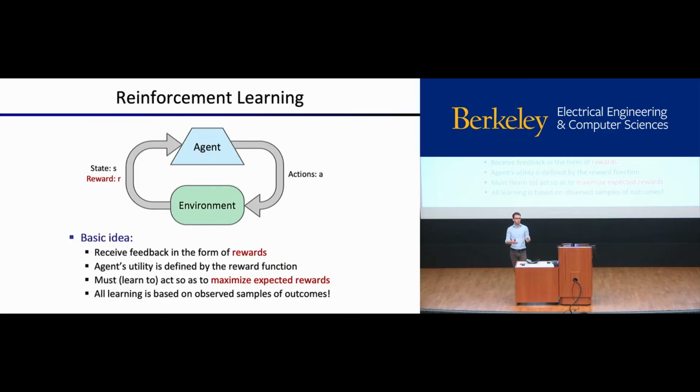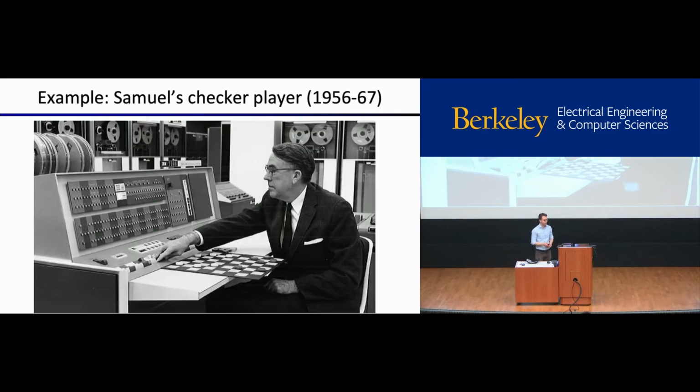Nobody's telling us here's what the transition function is, here's what the reward function is. We're really learning all of this stuff. We're just interacting with the actual world. Okay, so this is kind of an old concept in AI.